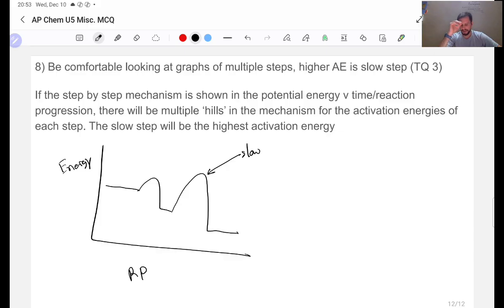Now I'm looking at this, that looks a little funny. I think that's fine. What I drew there, I'm not 100% sure, but just a little scribble. The only point of the scribble is to understand that the high hill is the slow step. That's why it's slow, because it requires the most energy.